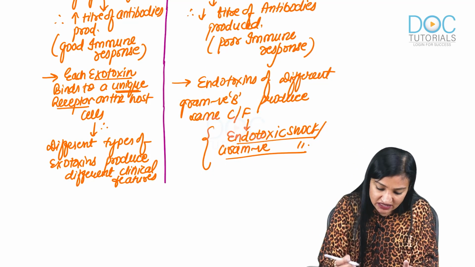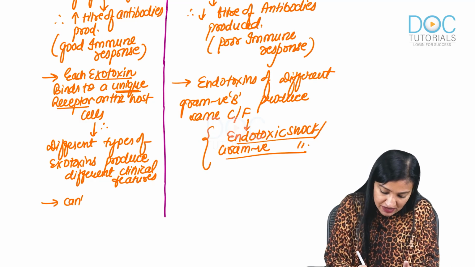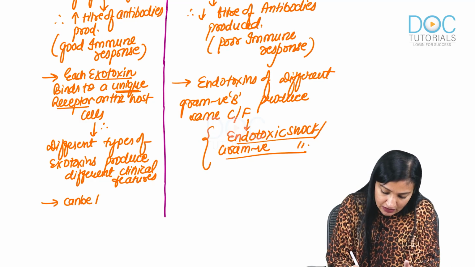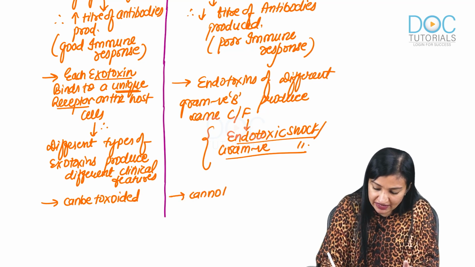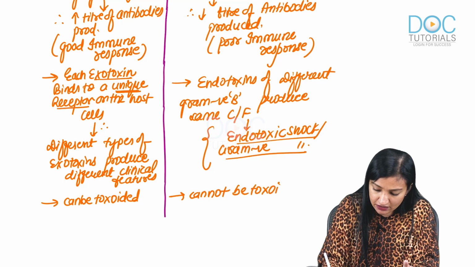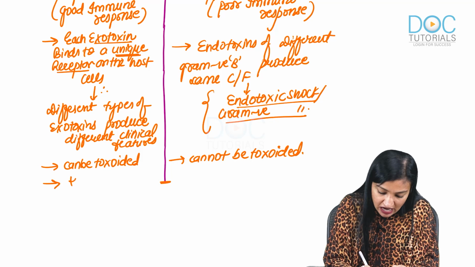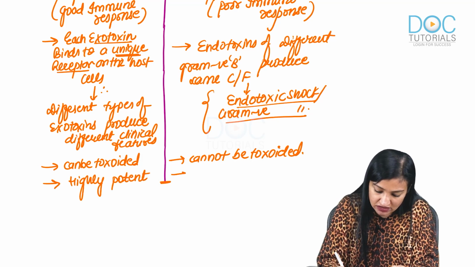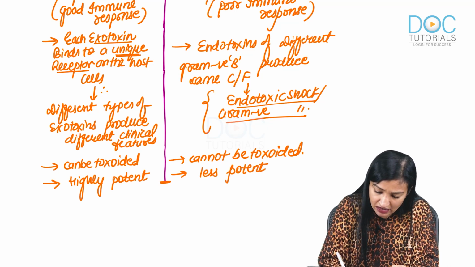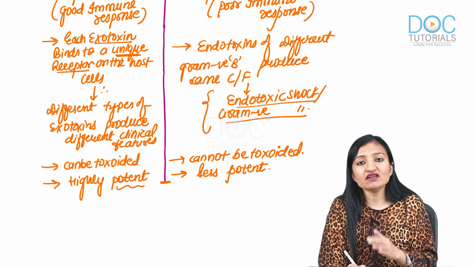Next important point of difference is exotoxins can be toxoided, whereas endotoxins cannot be toxoided. Now, exotoxins are highly potent, whereas endotoxins are less potent. Potency is a term which you will understand in pharmacology.